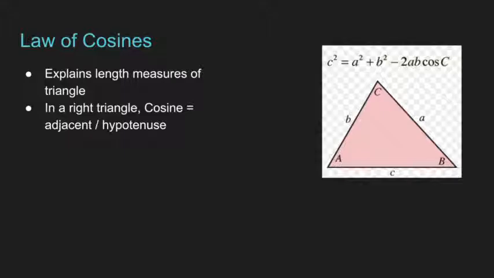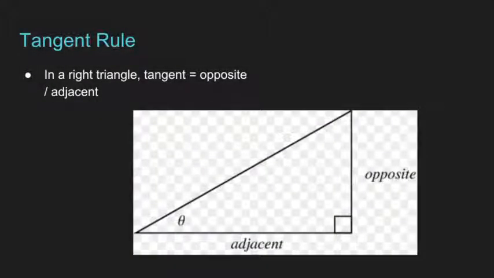The law of cosines explains the length measures of triangles. So c squared is equal to a squared plus b squared minus 2ab times the cosine of C. And in a right triangle, cosine is adjacent over hypotenuse. Tangent rule. In a right triangle, the tangent is the opposite over the adjacent of theta.